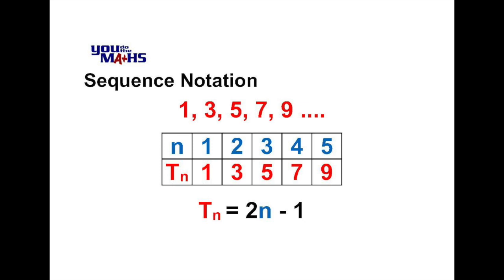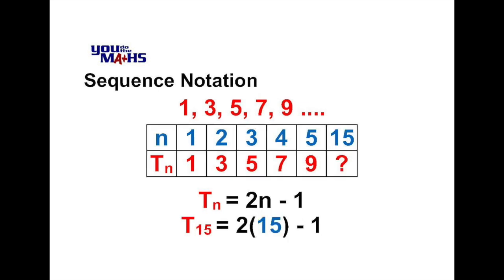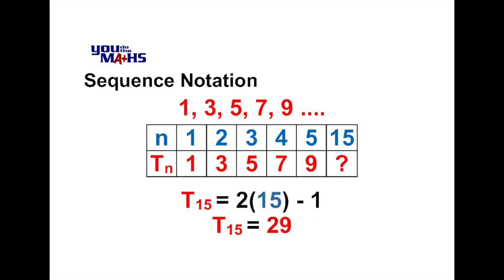So for example, if we wanted to find the 15th term in the sequence, we could continue by adding 2 to each of the numbers from 9 onwards. But a quicker way would be to substitute into our rule. So to find the 15th term, in other words when n equals 15, we substitute it into the rule and we get 2 times 15 minus 1, and that gives us an answer of 29. So the 15th term in the sequence is 29.